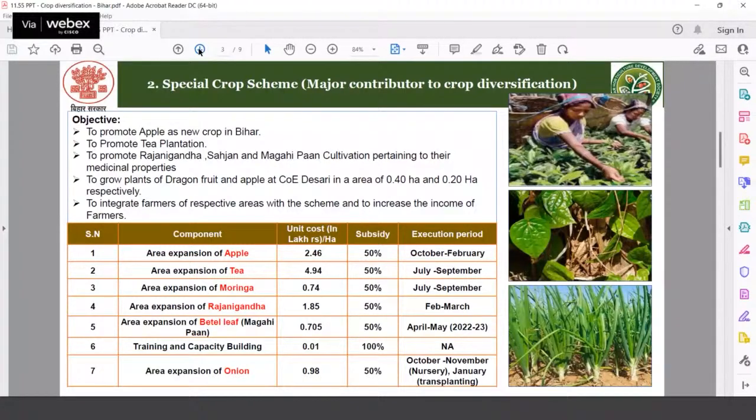So as you can see from this slide, these are the major components of the scheme: apple, tea, moringa, rajnigandha, betel leaf, onion, and of course training and capacity building is quite an important component. Next, please.